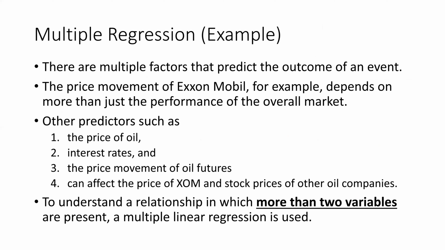There are multiple factors that predict the outcome of an event, and the price movement of an oil company depends on more than just the performance of the overall market. The other predictors are such things as the price of oil, interest rates, and the price movement of oil futures. All these can affect the price of XOM and the stock prices of other oil companies. So we have more than two variables to address the problem, and we call it multiple regression.